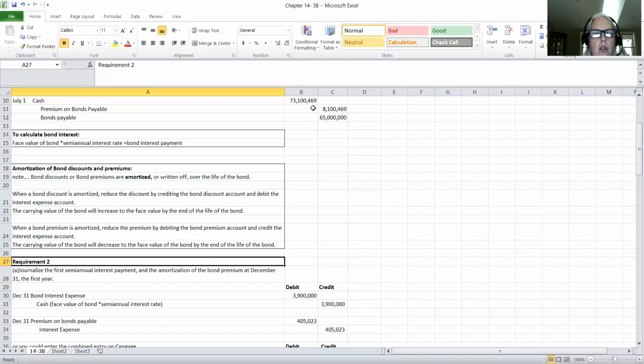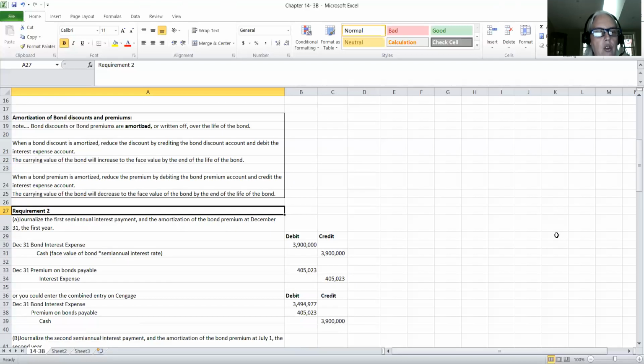What you're really doing is taking the amount of cash that you've received from the issuance of the bonds, and bringing it down to the face value by the end of the life of the bonds. It will be reflected in what we call the carrying value of the bond, which we determine on the balance sheet. If there is a premium involved, the carrying value of the bond will decrease to the face value by the end of the life of the bond. These are just some notes that you need to understand about this chapter.